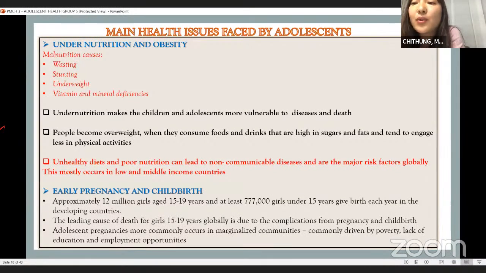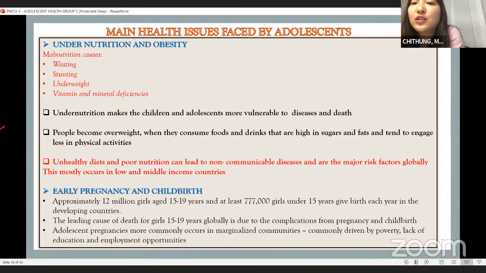Unhealthy diets and poor nutrition can lead to non-communicable diseases and are a major risk factor globally. Every country in the world is affected by one or more forms of malnutrition, and combating malnutrition in all its forms is one of the greatest global health challenges, and poverty amplifies its risks.